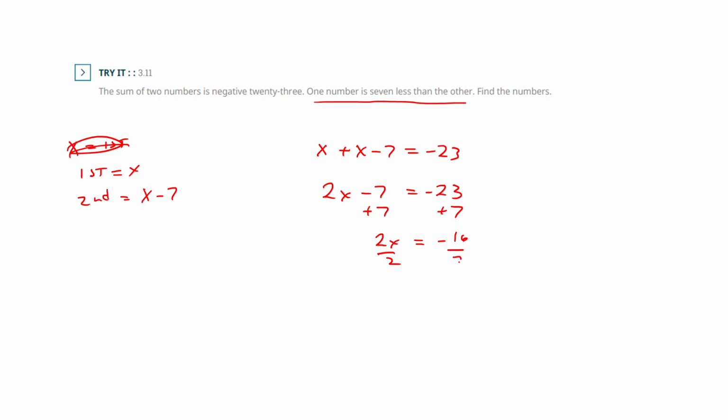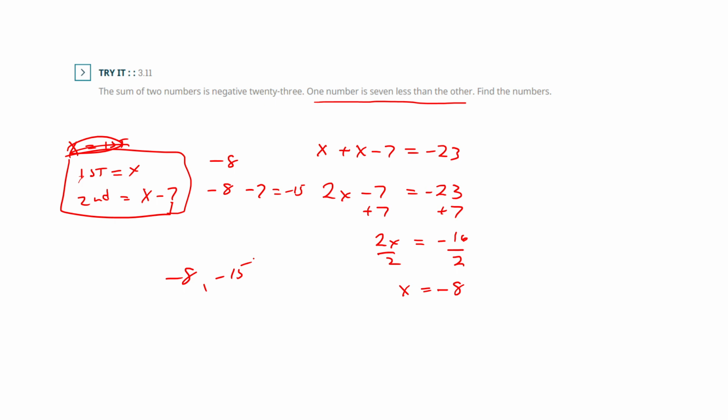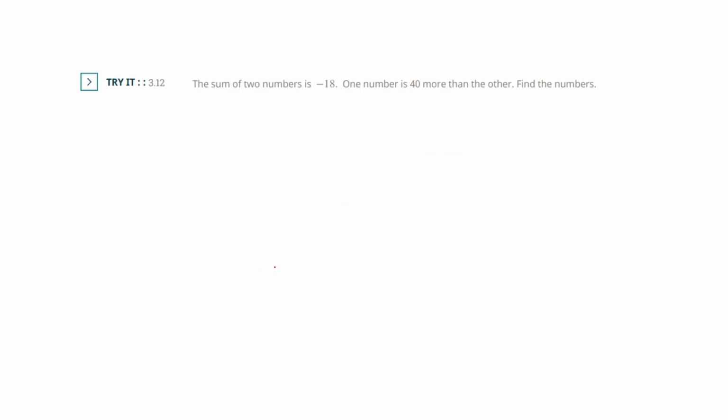Divide both sides by 2. If you divide a negative by a positive, it's a negative. Okay, now we have one of the numbers. We need the other one. So I'm putting it in the dictionary. The second one is the one I found, minus 7 more. So negative 15. So there's my two. Now I'm going faster here, but it's the exact same solution. I hope you're understanding. Okay, pause it if you want to try.